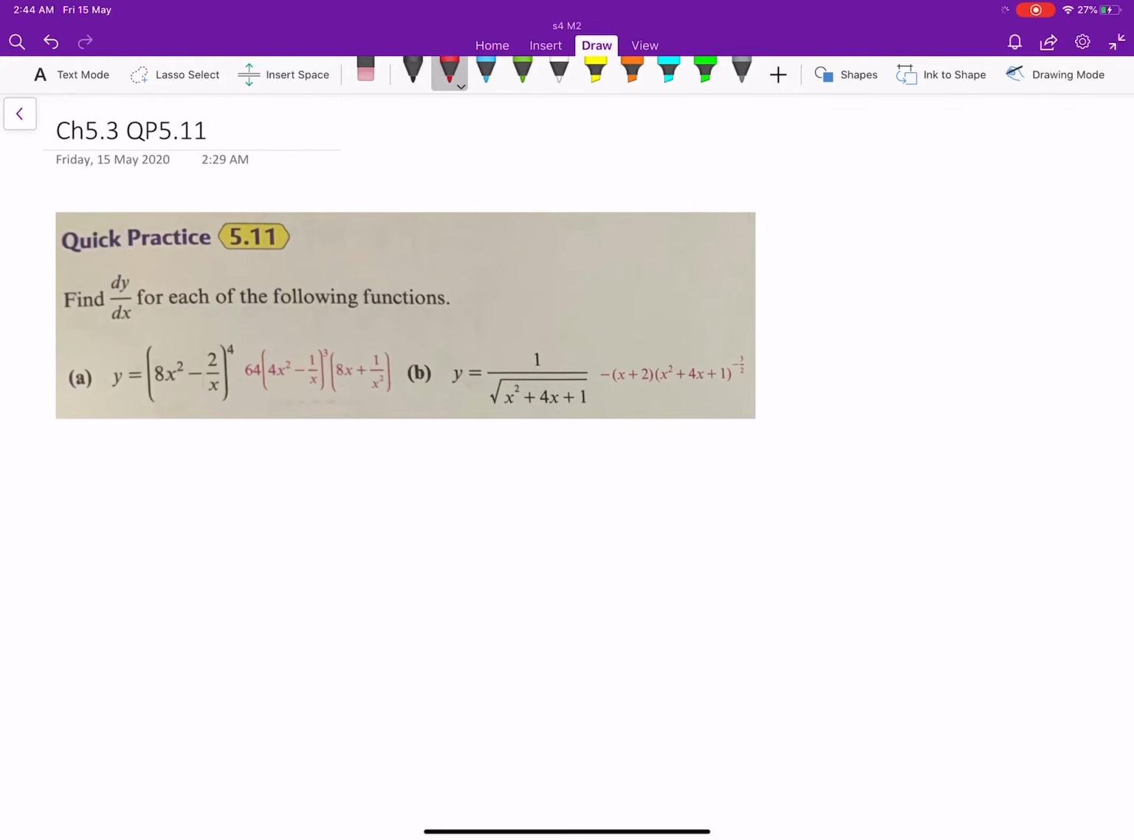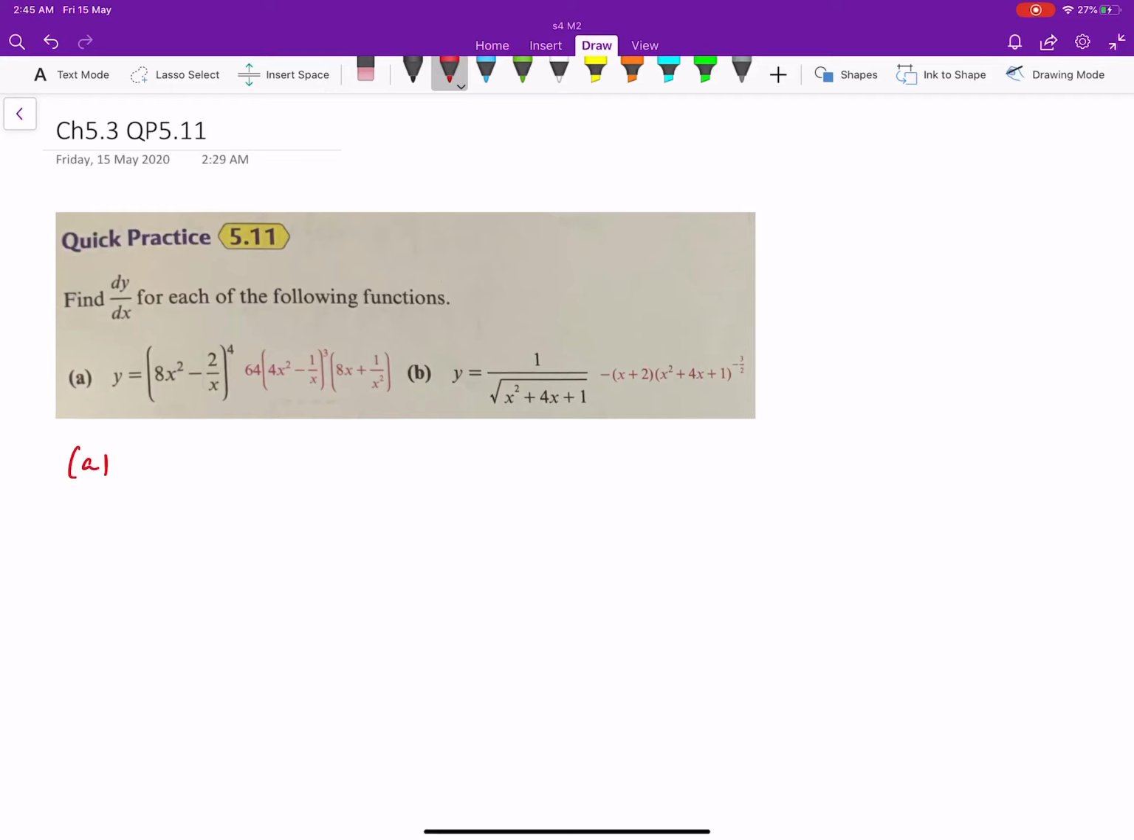Hello students, welcome back. May I remind you, if you have not finished the quick practice 5.11, please go do it first before you check the answer with me. But if you really don't have any idea how to do the questions, then just do the questions together with me now. This is actually similar to example 5.11.